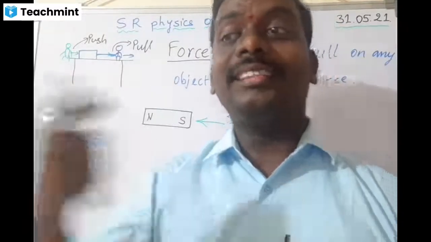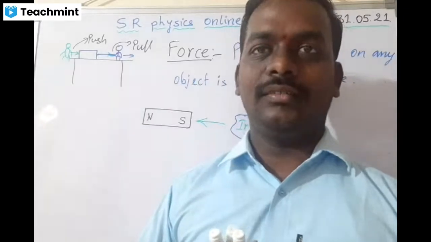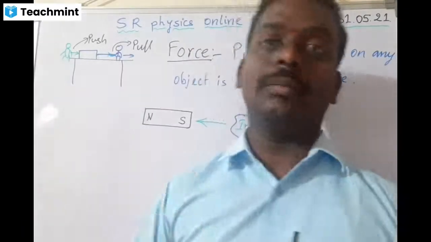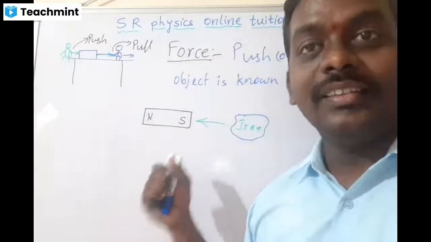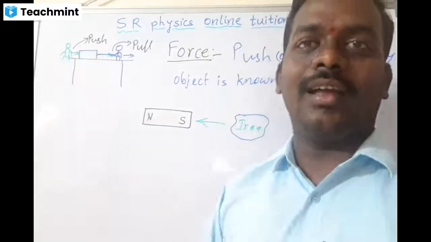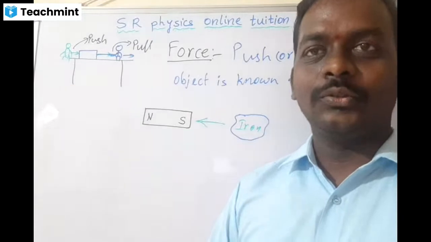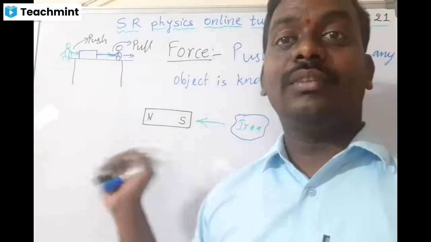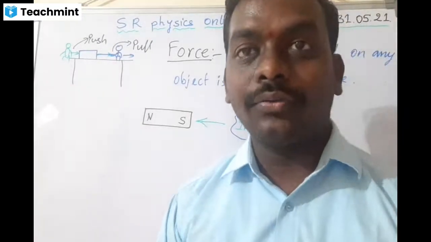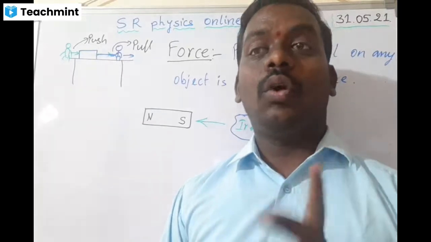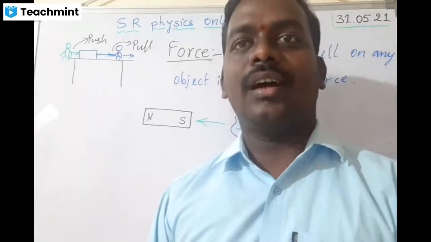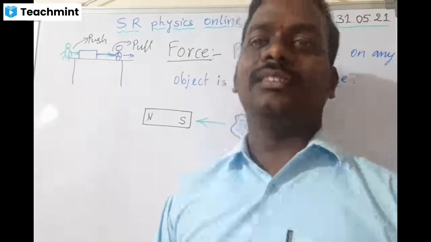Then only it is capable of attracting it, or it is capable of shifting to some other place. But here there is no contact at all, though it is able to move, isn't it? So this is one of the best examples we can take for when bodies which are in non-contact also have some force existing.